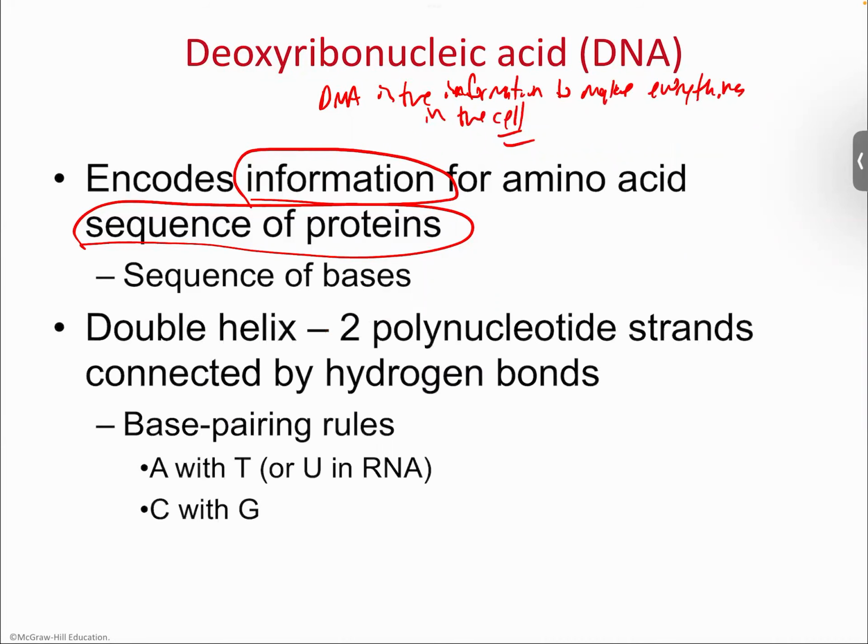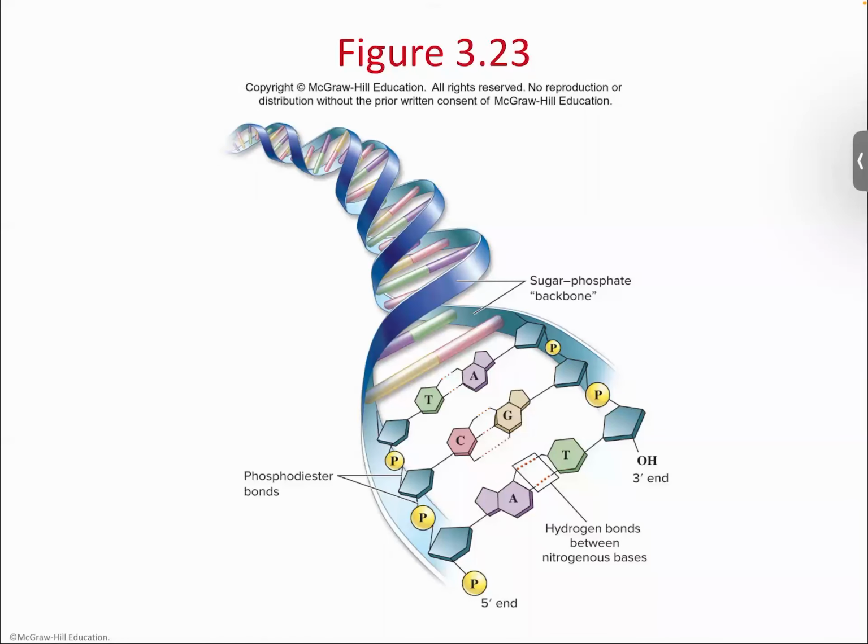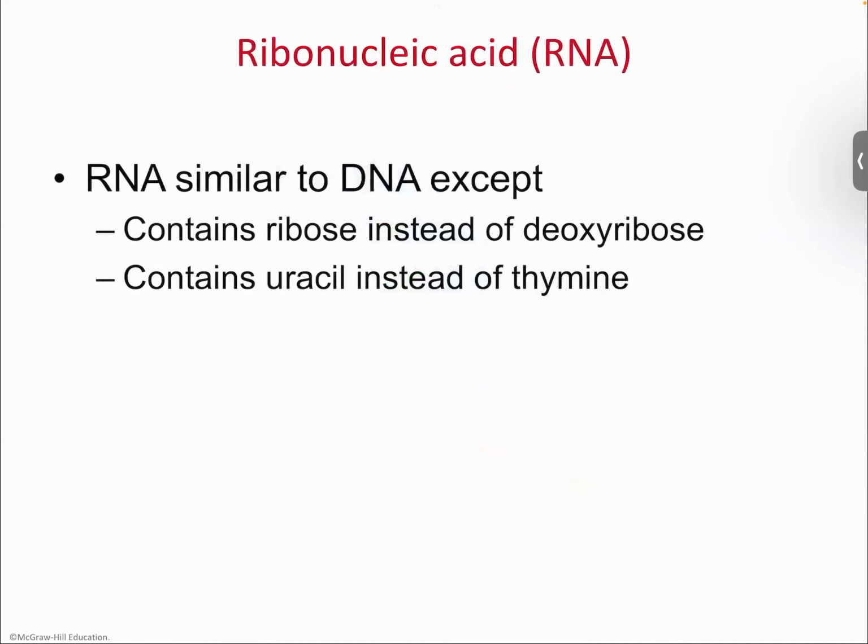And all they are is a sequence of bases, a sequence of A, C, G, T, complemented with each other by hydrogen bonds. So your DNA is actually held together with these weak hydrogen bonds. And so this is kind of what it looks like, your twisted rope ladder. So DNA makes sense, right? It's the complete instructions to make everything in your cell.